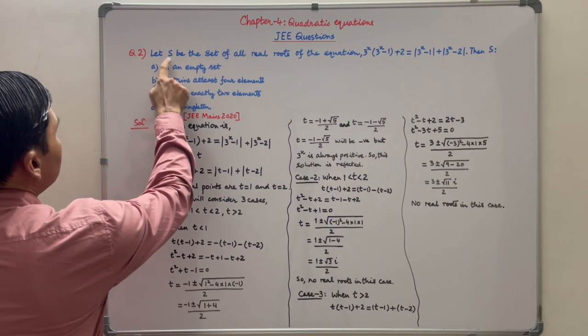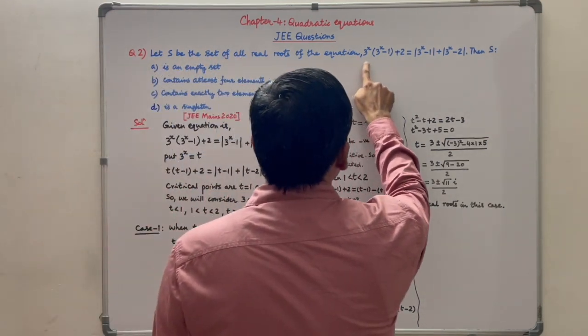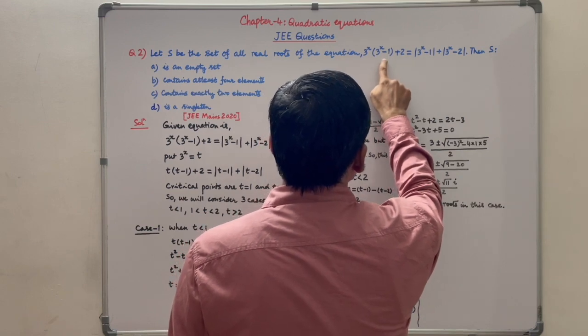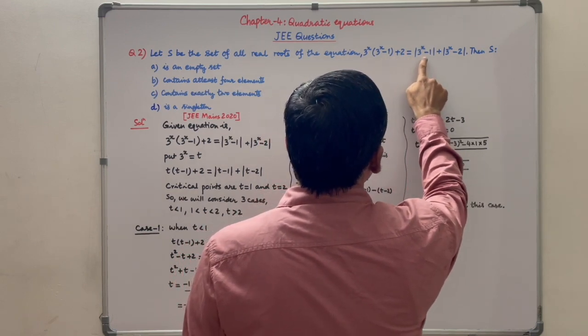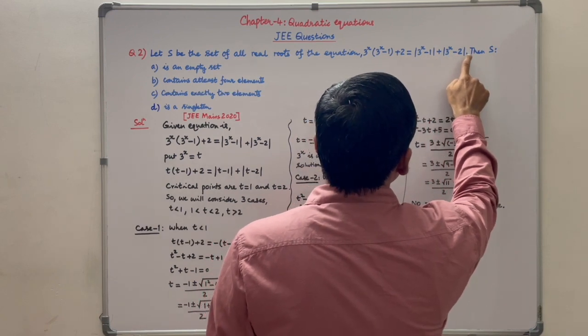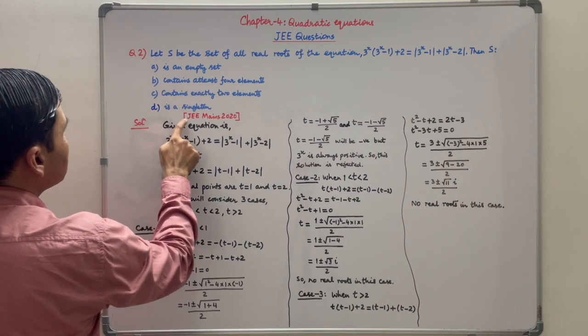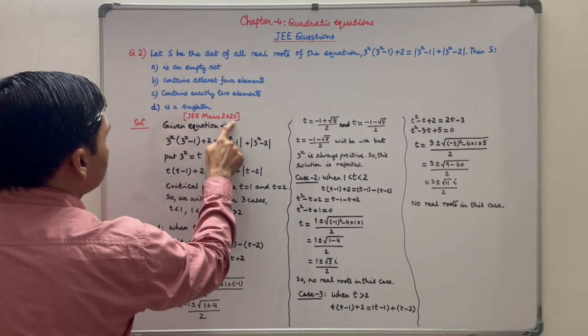Second question: let S be the set of all real roots of the equation 3^x(3^x - 1) + 2 = |3^x - 1| + |3^x - 2|. Then S is... These are the options given. This question was asked in JEE Mains 2020.